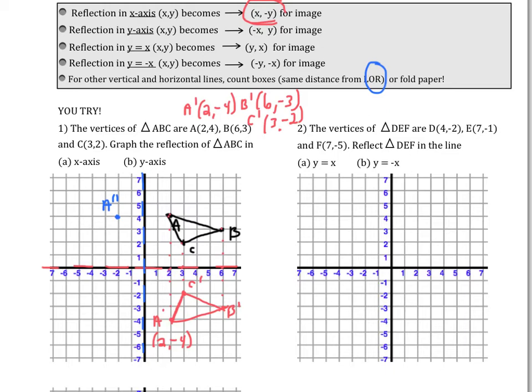So again, counting squares to find that new point. C is right here. It's 3 units away. 1, 2, 3. So we want to go 3 to the left. 1, 2, 3, and put C prime right there. Okay, point B. It's 1, 2, 3, 4, 5, 6 units to the right. Come to your line of reflection and go 1, 2, 3, 4, 5, 6 units to the left. So it would be B double prime, and that should be C double prime.